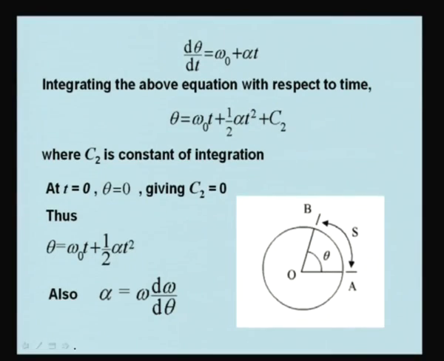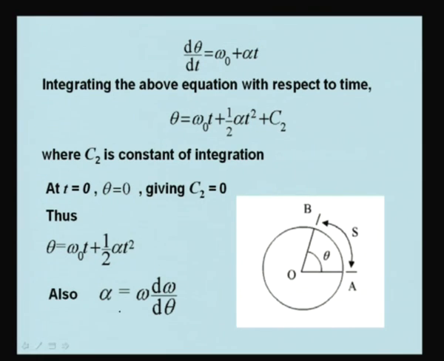Now once we have established that d theta by dt is equal to omega 0 plus alpha t, we integrate the equation with respect to time and say theta is equal to omega 0 t plus half alpha t square plus c2, where c2 is a constant of integration. At time t is equal to 0, theta is equal to 0, giving us c2 is equal to 0. Thus, theta is equal to omega 0 t plus half alpha t square.